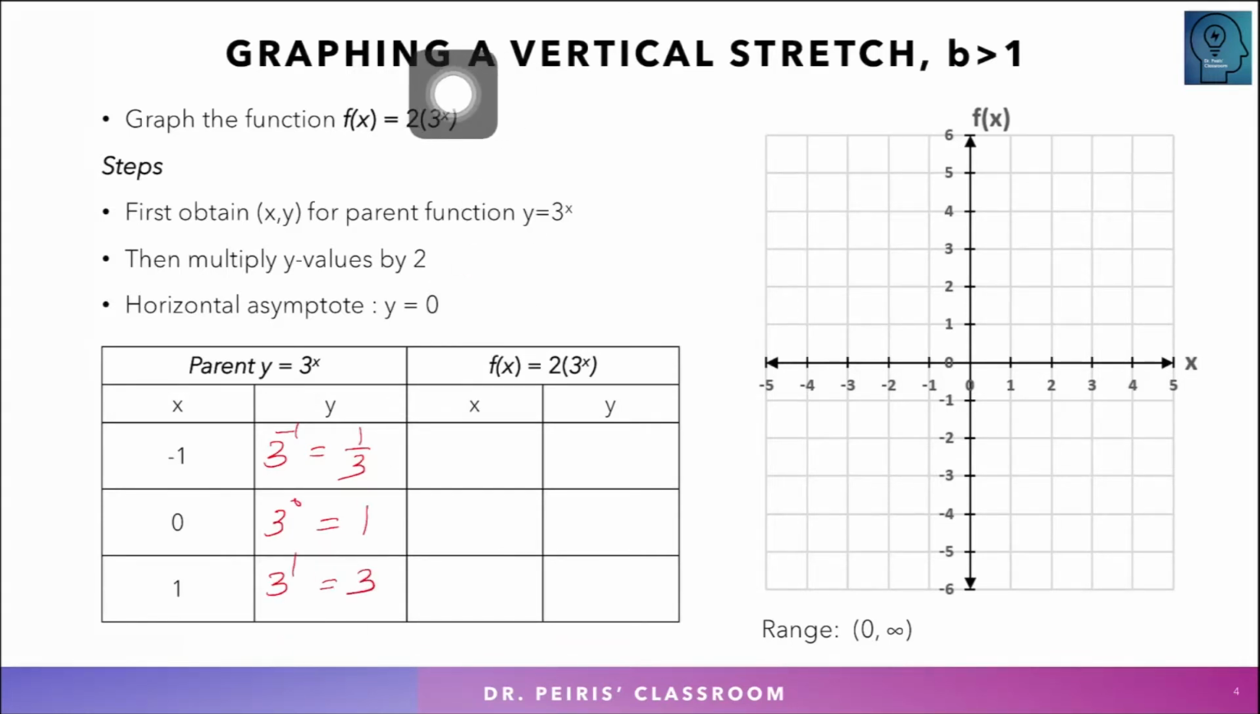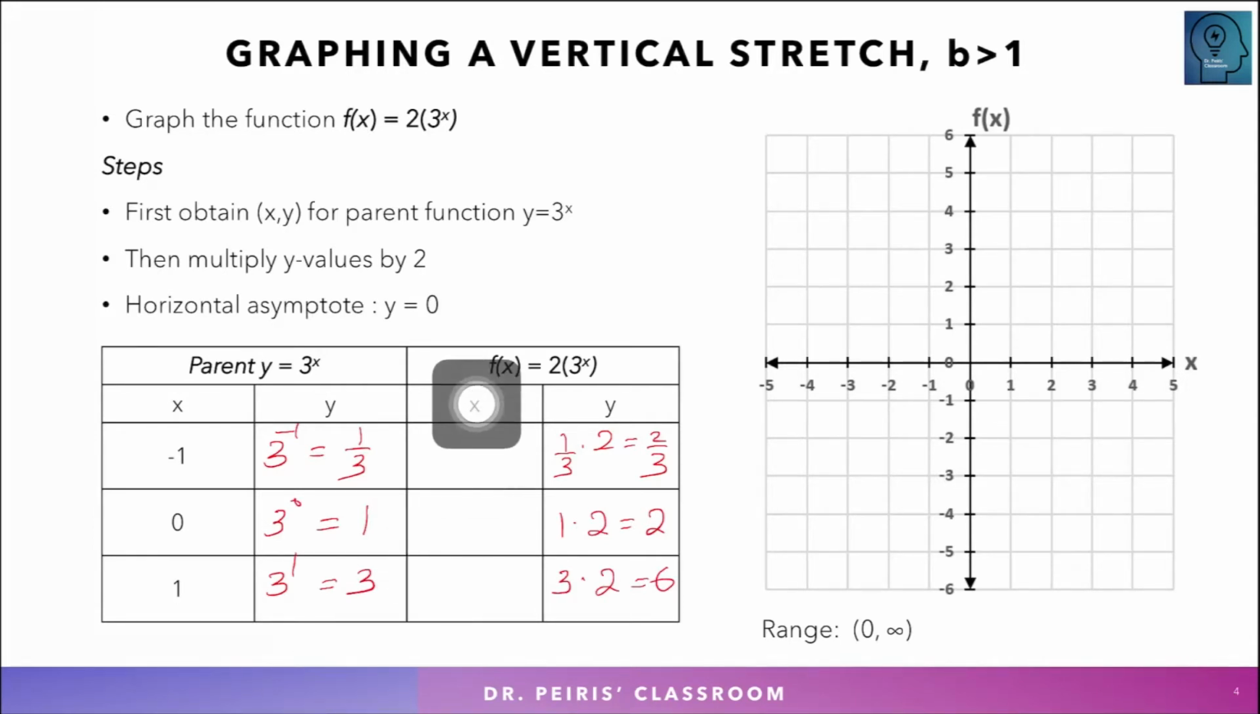Now what happened to this function? This parent function is multiplied by 2, which means the y values that we obtained for y equals 3 to the x are multiplied by 2. So we need to multiply all the y values that we obtained in the parent function to obtain the given function. So we multiply everything by 2. So the original y values are 1/3, 1 and 3. Now we're going to multiply by 2 because this is a vertical stretch. So times 2, this is 2 over 3, times 2, which is 2, times 2, 6. So these are the new y values.